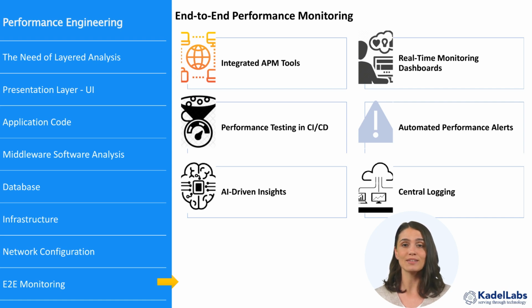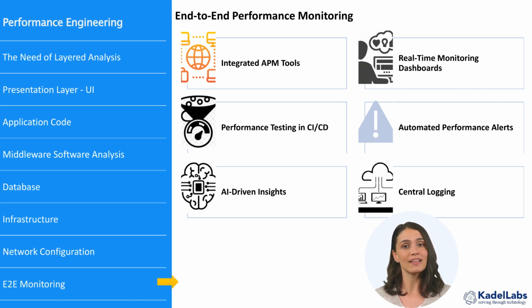Automated performance alerts help you stay ahead of problems by notifying you the moment something goes wrong, enabling rapid response and minimizing downtime. Incorporating performance testing into your CI/CD pipelines is another crucial aspect. By testing performance at every stage of development, you can catch potential issues early and ensure that your code is optimized before it reaches production.